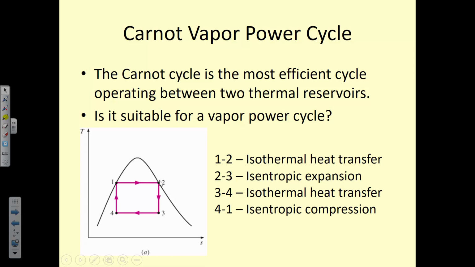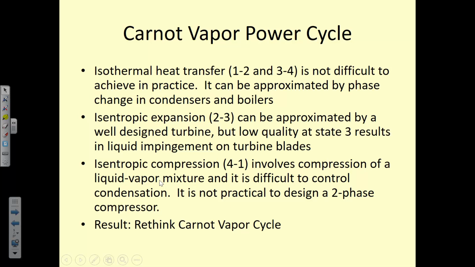If we look at the Carnot cycle and try to imagine using it for a vapor power cycle, we have state 1 to 2, which is isothermal heat transfer, state 2 to 3, which would be isentropic expansion, state 3 to 4, which is another isothermal heat transfer operation, and then state 4 to 1, which is isentropic compression. If we try to imagine operating under the dome, can we really do it with this cycle?